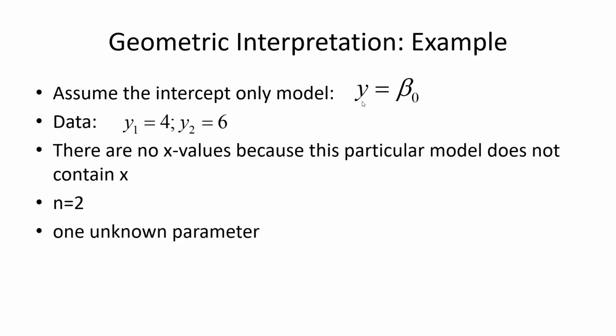That means the model only has 1 beta value, and I'm choosing y equals beta 0. This model actually does not have any x variables, so our data also doesn't need any x. And we're projecting from 2 dimensions. That means I have 2 observations, and the data are here, 4 and 6. So 2 y values, and as I said, no x because the model doesn't have any x.